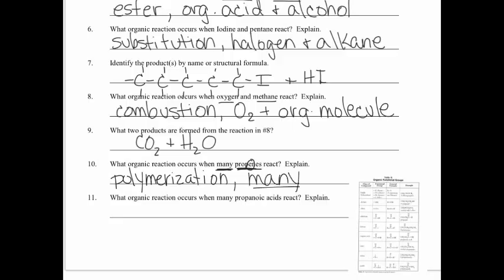If you have a whole bunch of something, a whole bunch of the monomer, and you connect them together, then it must be polymerization. Next question, again, I see many. This time it says propanoic acids. And again, I'm going to justify it by saying many.